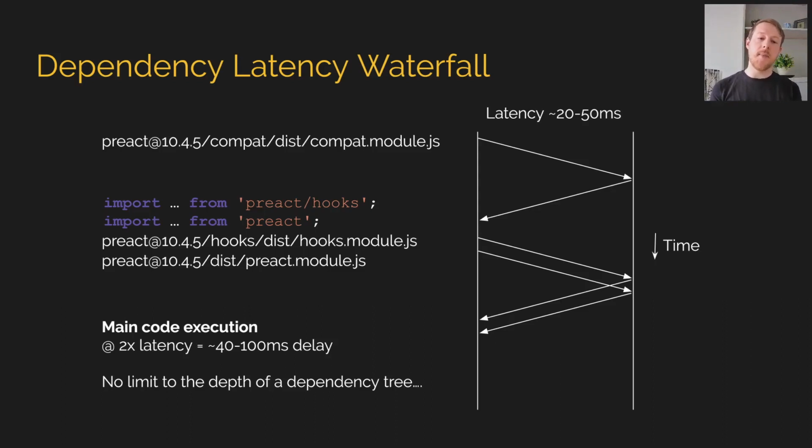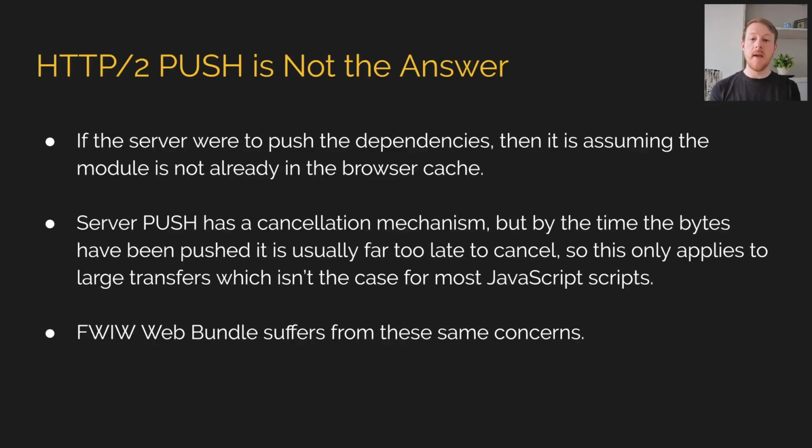And the thing to bear in mind is that in theory, that latency is unbounded because you can have any depth of packages in a module tree. So this is actually a huge performance issue when it comes to import maps. And HTTP2 is not the solution to this, because if we were to push those dependencies automatically, it's going to ignore anything that was already in the browser cache. And there is cancellation for push, but the cancellation takes too long. The bytes have already been sent by the time you send the cancellation request, because again, we're acting under latency.